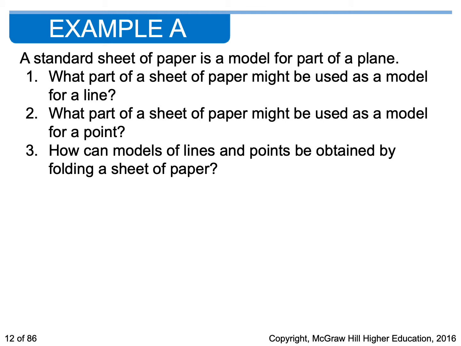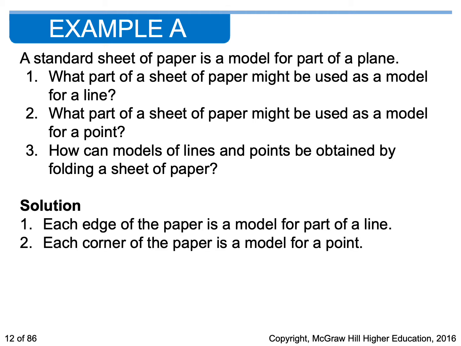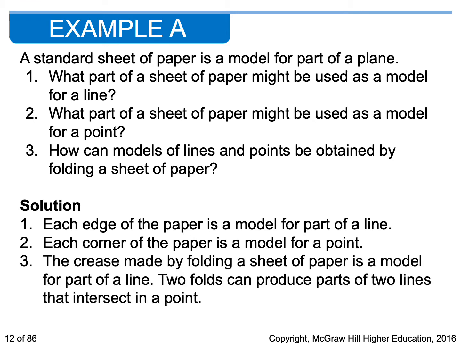So speaking of a sheet of paper, you're asked here to think what part of a sheet of paper could be used to model a line. Number one. Number two, could model a point. And number three, how can models of lines and points be obtained by folding a sheet of paper? So the edge could be the line, the corner could be a point, and then a crease could model part of a line. In two folds, you could have two lines that intersect at a point.